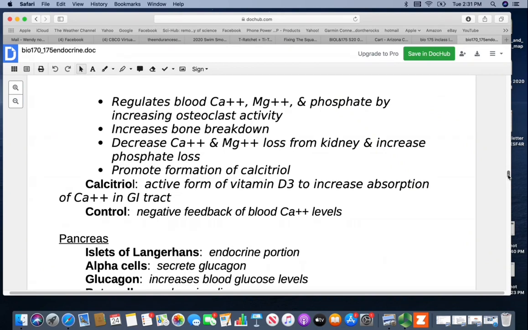Calcitriol is the active form of vitamin D3, which is needed to increase the absorption of calcium in the gastrointestinal tract. So this hormone is controlled through negative feedback of blood calcium levels.